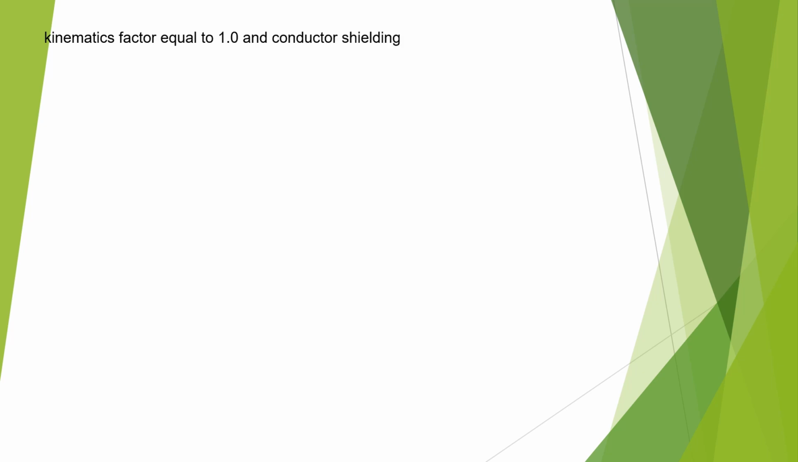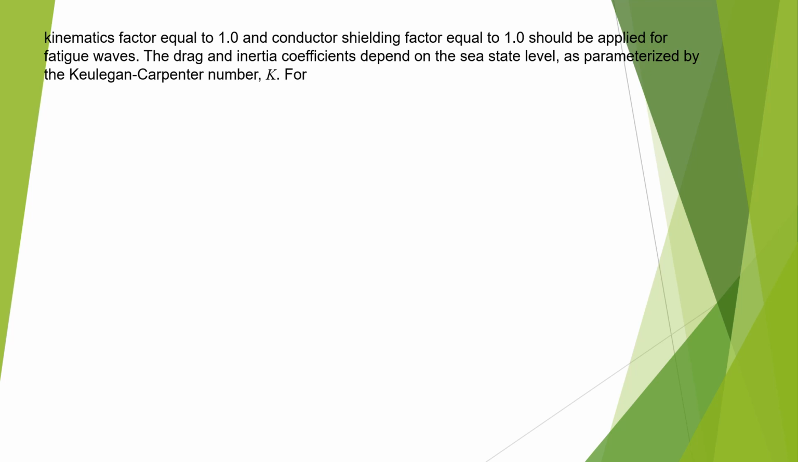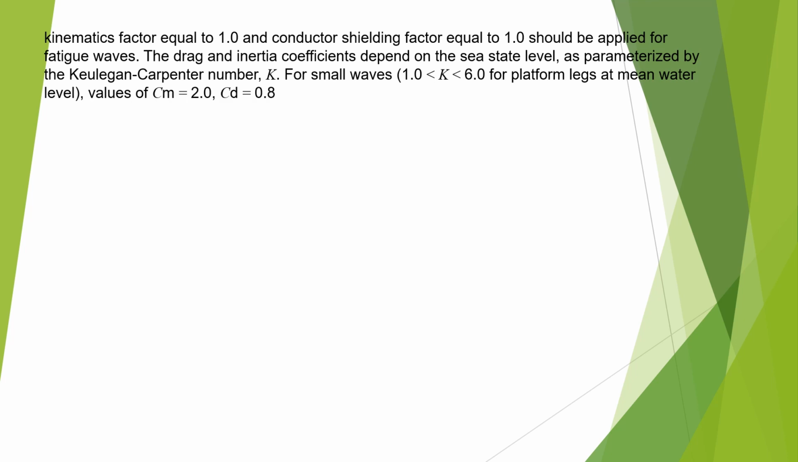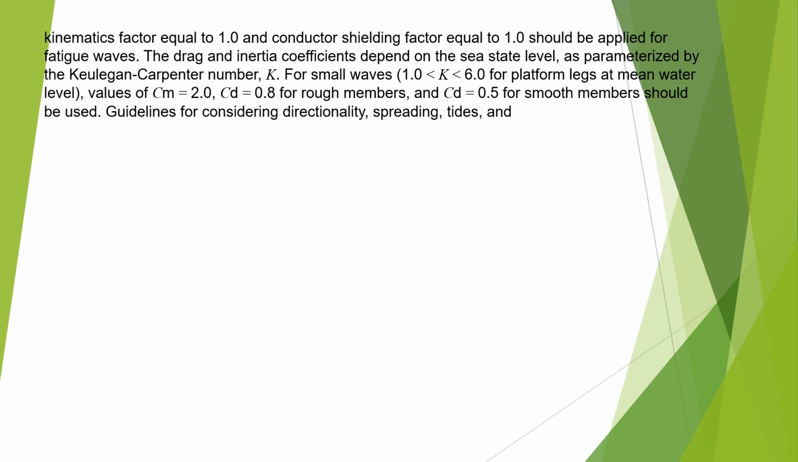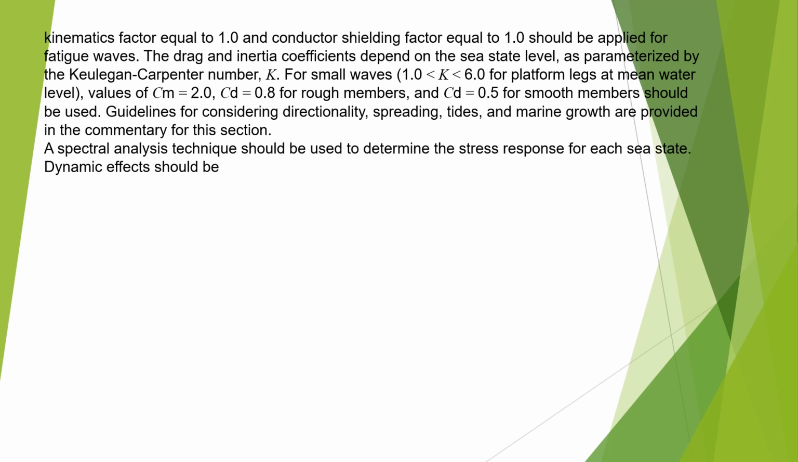Kinematics factor equal to 1 and conductor shielding factor equal to 1 should be applied for the fatigue waves. The drag and inertia coefficients depend on the sea state level as parameterized by the Keulegan-Carpenter number. For small waves, that means Keulegan-Carpenter number less than 1, and greater than 1 but less than 6 for platform legs at mean water level. For small waves, a value of CM of 2 and CD of 0.8 for rough members and CD equal to 0.5 for smooth members would be used.